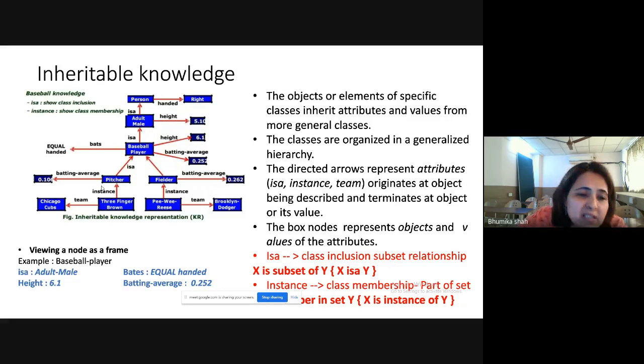Travel the instance attribute and go to the next object entity it reaches. Once again, let me repeat. If you don't have the desired attribute directly available with your object, what do you have to do? You have to travel in the hierarchy with the instance attribute first of all.